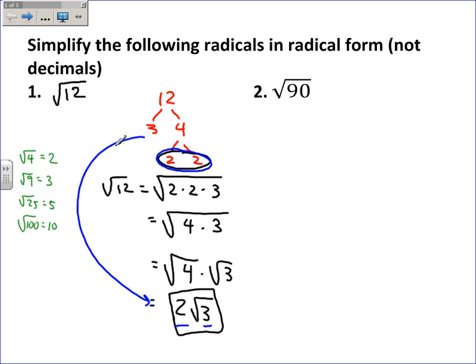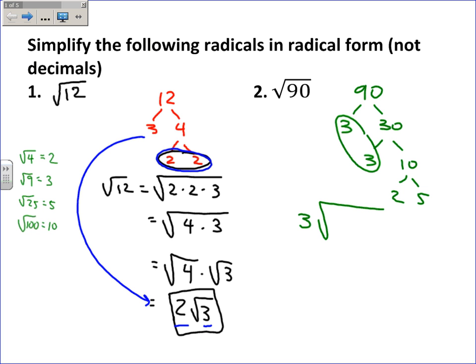The square root of 90, now 90, I'll just pick 3 and 30. 30 is 3 and 10. 10 is 2 and 5. So I have a pair of 3 and 3. That means I have a perfect square. So I rewrite this as 3 from my pair of 3's, square root of what's left, 2 times 5. And 2 times 5 is 10, and so 3 root 10 is a simplified form of the square root of 90. A few more examples.